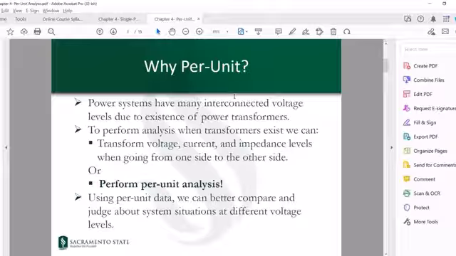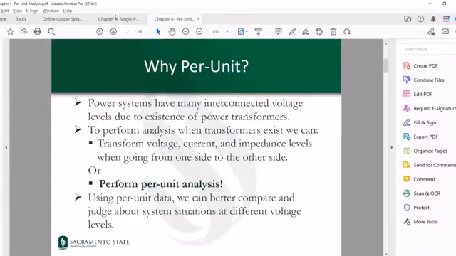The first and foremost reason is that power systems have many interconnected voltage levels due to the existence of power transformers, right? So you have power transformers all the way coming from medium voltage, going to low voltage or high voltage. All of these stages of transformation of voltage do exist in power systems. And usually we need to do the analysis on multiple levels of voltage in a given circuit. So one way to do that is to transform the voltage, current, and impedance levels whenever we go from one voltage level to the other voltage level, like the examples that we did last time.